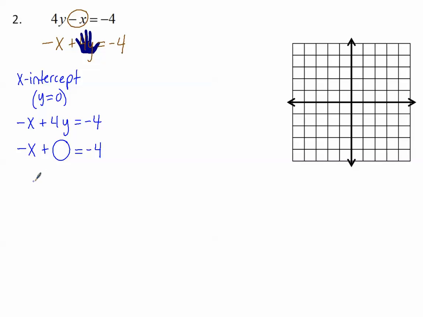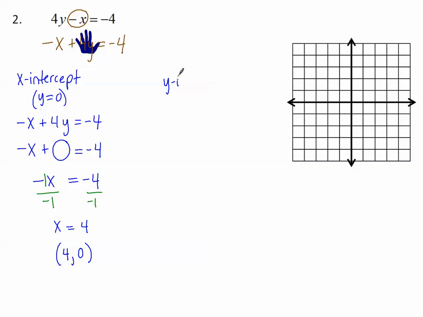Since this is 0, I have left over negative x equals negative 4, and then I can divide by negative 1 on both sides. Remember that invisible 1 in front, multiplied to the x. Dividing by negative 1, x equals 4, so the intercept is 4, 0.